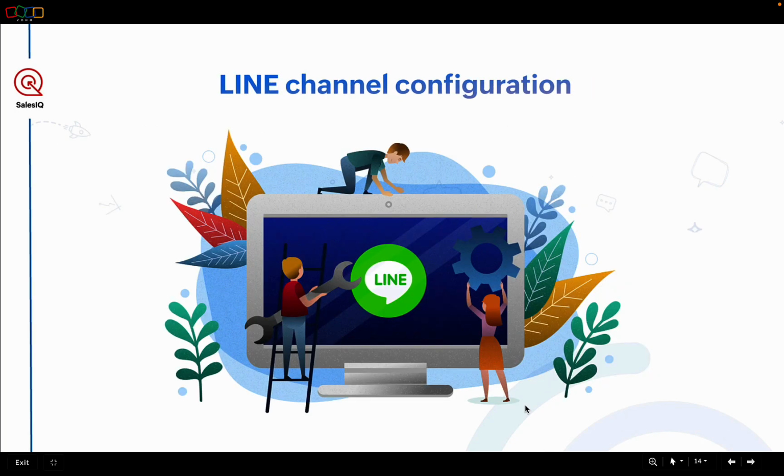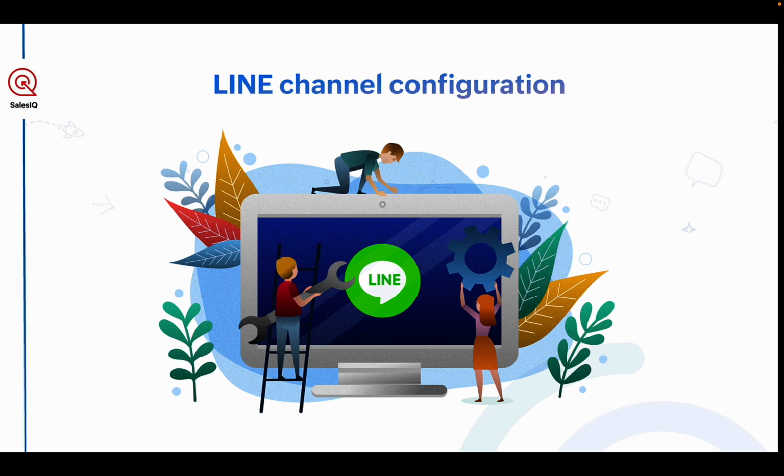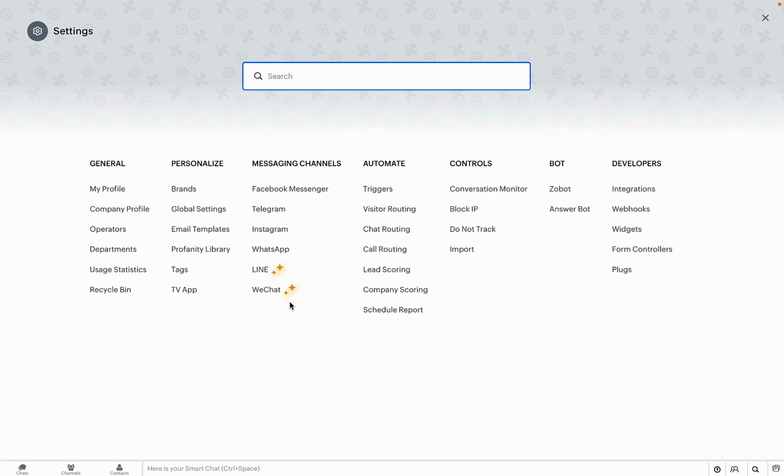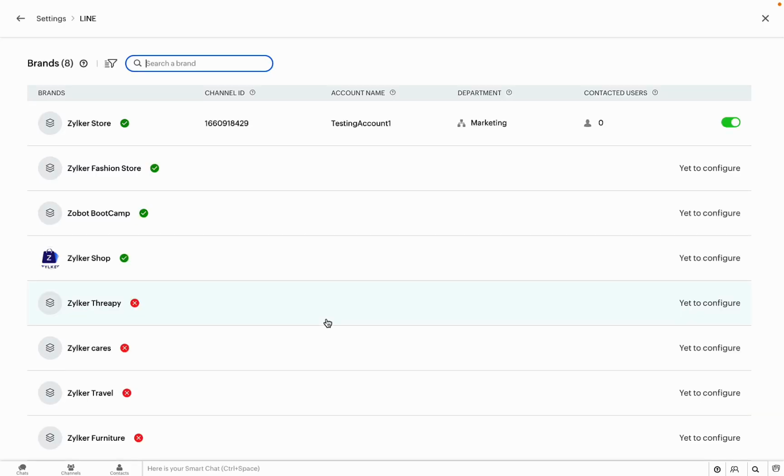Now moving on, next we have the Line channel configurations. So we'll just take a quick look at how you can configure your Line channel for SalesIQ. As we know, Line is one of the most used instant messaging platforms in several parts of Asia. And we have supported Line very recently on SalesIQ. So let's just take a quick look at the configurations. Go to settings and click on Line right here, and then click on one of the brands that you want to configure your Line account with.